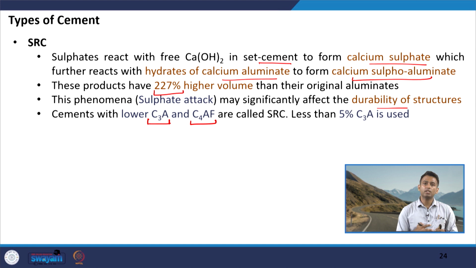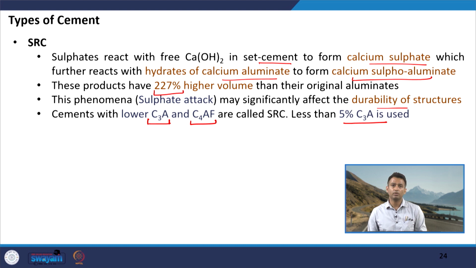In case of pozzolana, we discussed that it consumes calcium hydroxide, and that is how it resists sulfate attack. Here we are reducing C3A and C4AF, because once calcium sulfate is formed, it has to react with C3A and C4AF to finally form calcium sulfoaluminate. If we have a lower quantity of C3A and C4AF, that reaction will not take place or will not be significant, and therefore the formation of ettringite can be eliminated. In sulfate resistant cement, the amount of C3A is usually less than 5%.